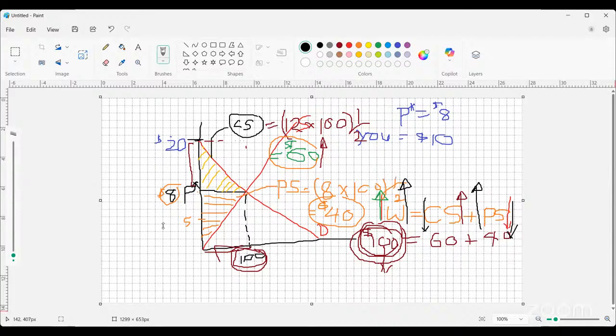But when you reduce the producer surplus, the policymaker has to look at what happened to the consumer side also. Consumer surplus side also. Right?